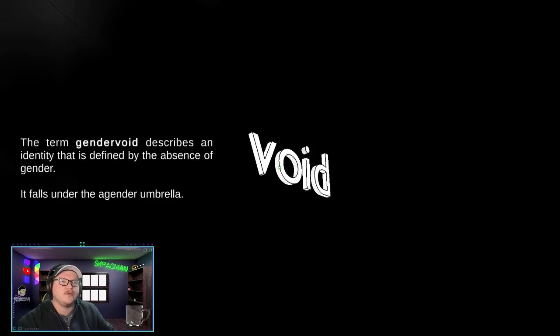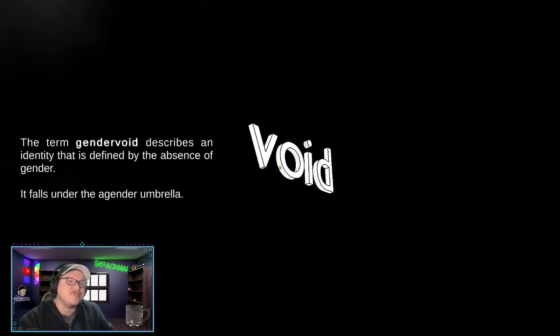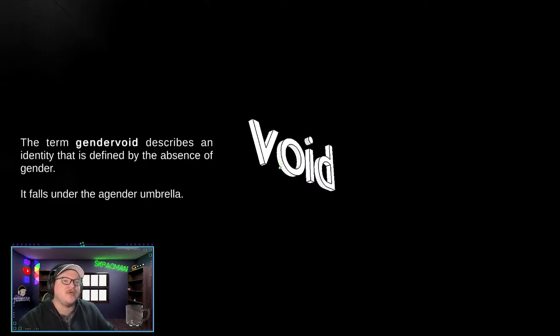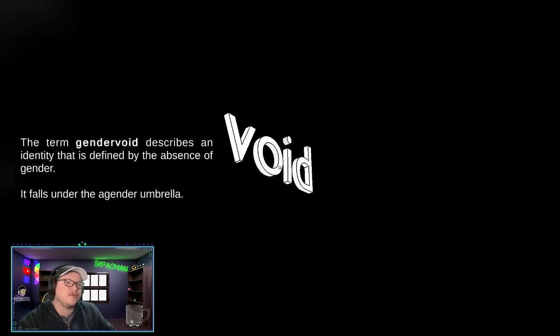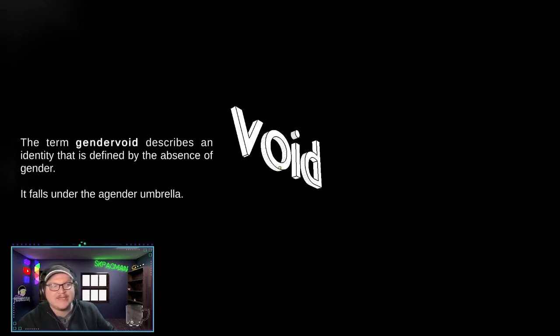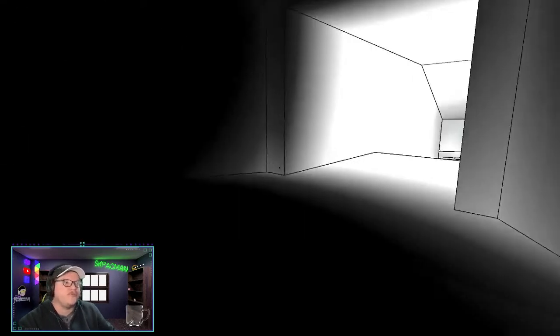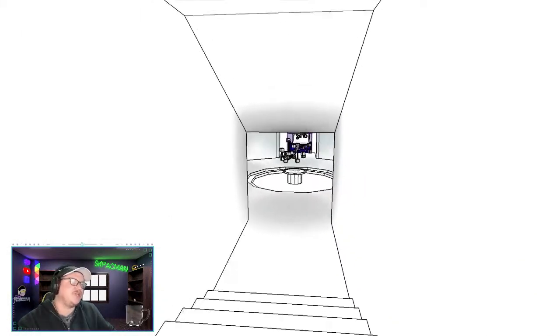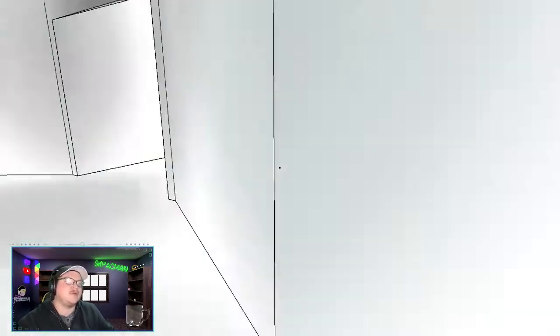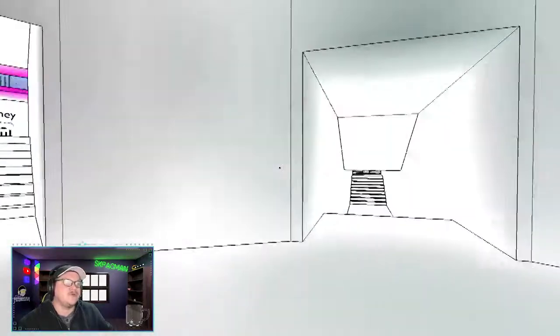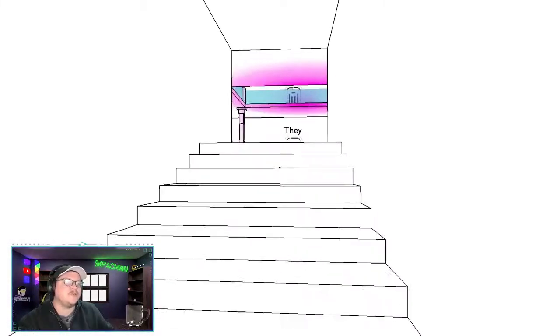It's dark. I think it's dark on purpose because it's void. The term gender void describes an identity that is defined by the absence of gender. Falls under the agender umbrella. So a person who is gender void does not identify as any gender at all. They don't want to be perceived as a gender. And that's cool. Let's go to they, them first.